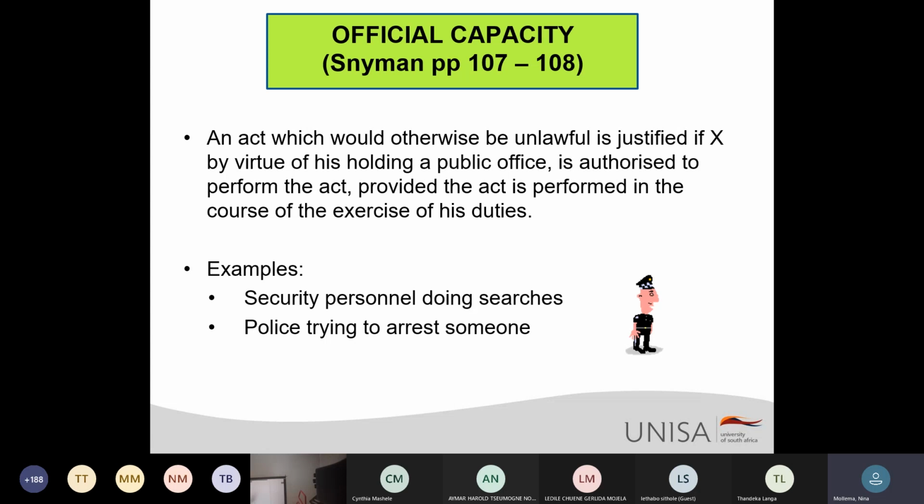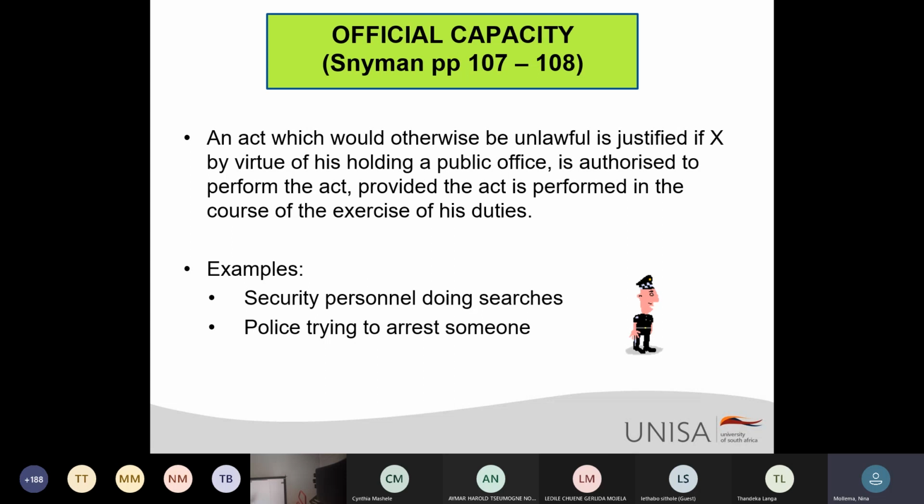Okay, almost finished. Official capacity. Now, official capacity is, again, just like we have a traffic officer or policeman. If you, for example, had to arrest somebody and you use force, you can use the ground of justification, saying that it was necessary because of official capacity. It was a ground of justification of official capacity.